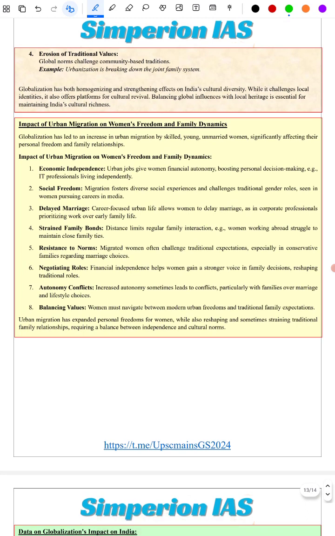Next is impact of urban migration. That is a 2024 question. Impact of urban migration on women's freedom and family dynamics. Impact of urbanization on women's freedom and family dynamics: economic independence, social freedom, delayed marriage, strained family bonds, resistance to norms, negotiation roles, autonomy conflicts, and balancing values.